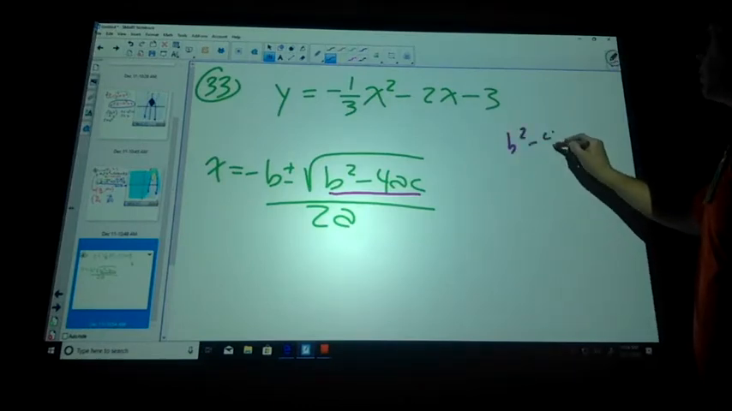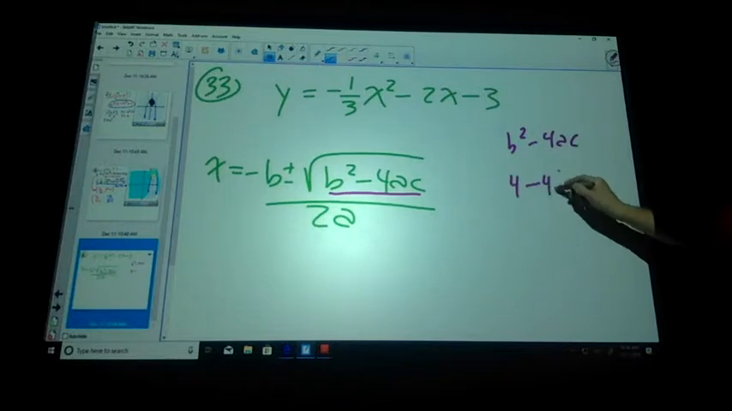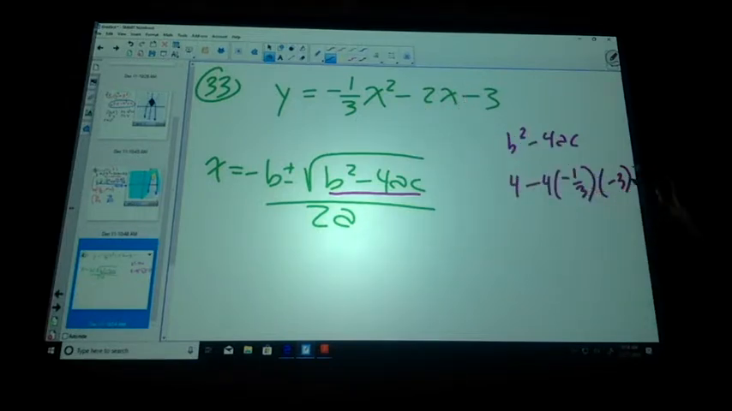So I'm going to go b squared minus 4ac. So I get 4 minus 4 times negative a third times negative 3. Agree? You're like, where'd the 4 come from? Well, negative 2 squared is 4. Okay, so I can cancel that and that. It's positive. 4 minus 4 is 0.